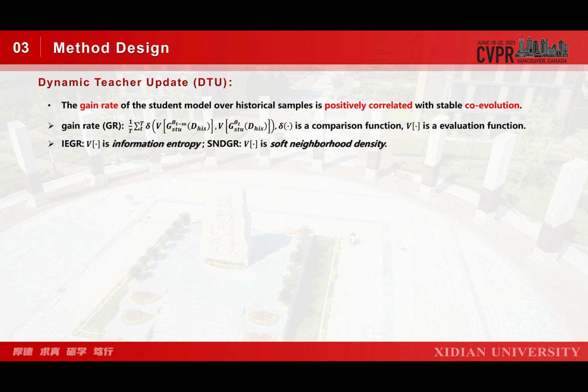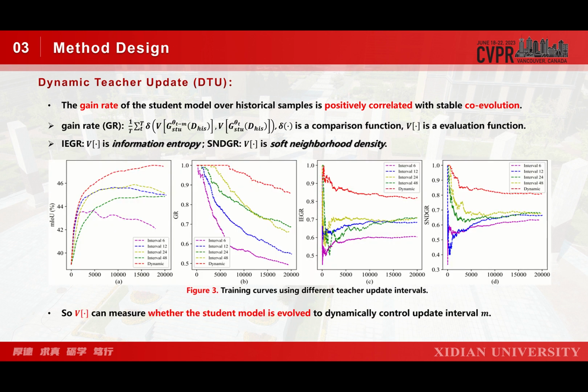Okay, the first is dynamic teacher update. In UMA, the source data is not accessible, making the student's supervision only come from the weak-to-strong consistency loss. In that case, an important condition for co-evolution is that the teacher model can aggregate the evolved student. Then in each update of the teacher, whether the student evolves becomes the key factor for co-evolution. So how to evaluate the evolutionary state of the student model?